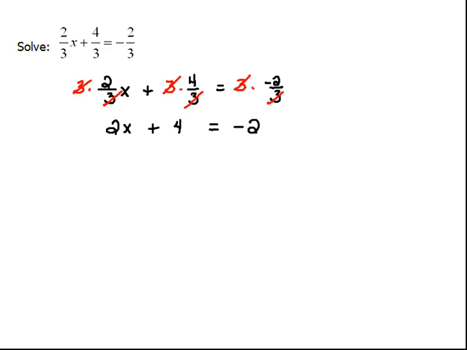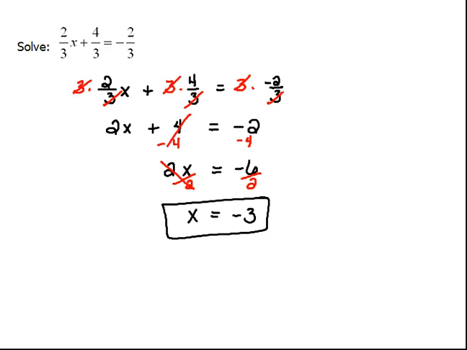So in order to get x alone, the first thing we're going to do is to subtract 4 from both sides, which will cancel out our positive 4. We're left with 2x equals negative 2, and negative 4 is negative 6. And then if we divide both sides by 2 to get x alone, that will cancel out the 2, and we have x equals negative 6 divided by 2 is negative 3.